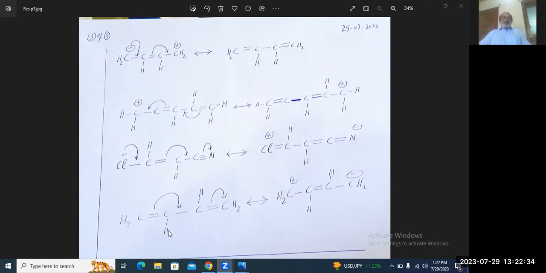Similarly, simply the conjugation in this molecule, this is the diene. So this pi bond is alternate with this pi bond. So this can shift here, this can shift here. In this way, we can get the electron deficiency and an electron density increase here, and we get the resonating structures.